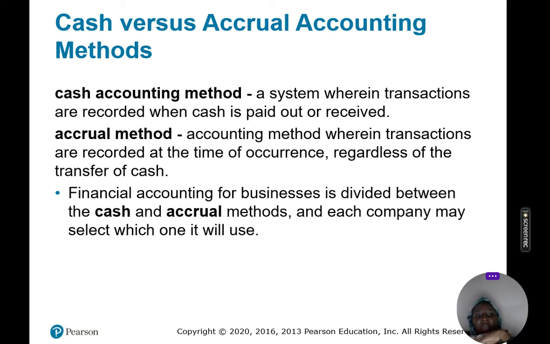Then let's look at the accrual method and the cash accounting method. The cash accounting method is a system wherein transactions are recorded when cash is paid out or received, and this is different from the accrual method, an accounting method wherein transactions are recorded at the time of occurrence regardless of the transfer of cash. Whichever method you choose to use, it's fine. Use the one that best suits your business. Financial accounting for business is divided between the cash and the accrual methods, and each company may select which one it will use.